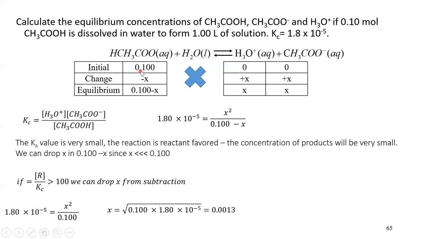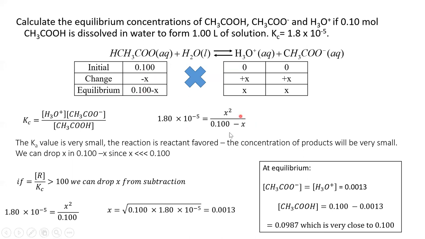This value here was 0.100. If we subtract 0.0013, it's really not going to change this number at all significantly. So we can eliminate it from our problem. That means the concentration of H3O plus hydronium and the concentration of CH3COO minus acetate are both 0.0013. And the acetic acid is 0.100 minus 0.0013, but that's so close to 0.100 that it's okay for us to do that. If we had gone through the quadratic equation, we would have gotten the same answer with a couple of significant digits. So we've just made the math easier.